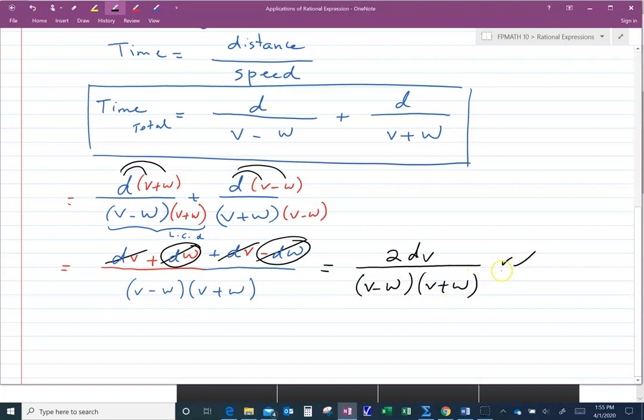This is the final simplified time expression for this question. Okay, that is it.